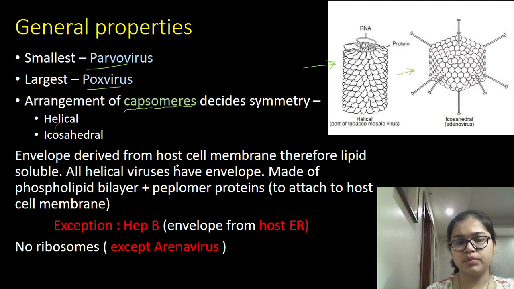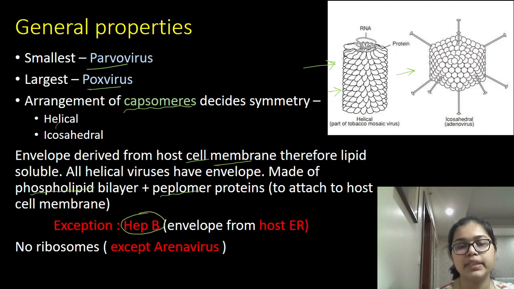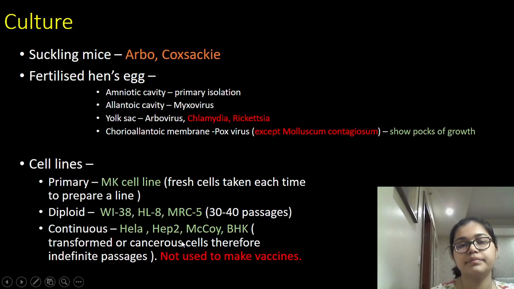Now, the symmetry is decided by the capsomeres, whereas the envelope of the virus is usually derived from the cell membrane of the cell that the virus invades, and therefore it is made up of the usual components, the phospholipid bilayer and peplomer proteins. The peplomer proteins are important for attachment to the host cell. All viruses that have helical symmetry will necessarily have an envelope, whereas icosahedral may or may not have an envelope. An exception is the hepatitis B virus. The envelope of the hepatitis B virus is derived from the endoplasmic reticulum of the host cell. Viruses do not have ribosomes except for the arenavirus.